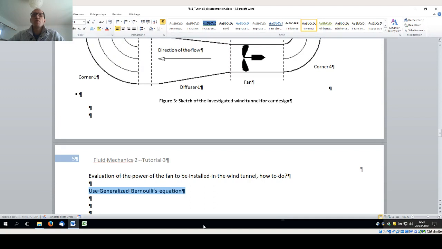So this will allow us to do a kind of recap of what we have seen in the previous tutorial, of how we can treat the problem of the dimensioning of a pump, or here in this case of a fan, but the fan is acting more or less like a pump. So it's providing energy to the system.